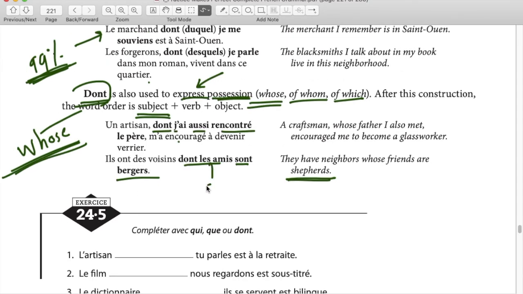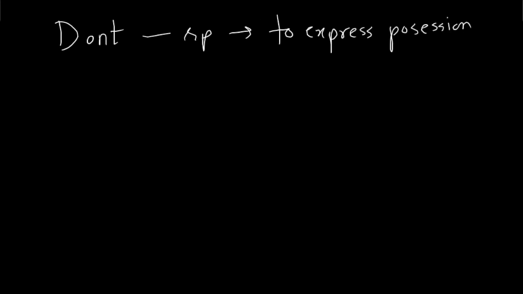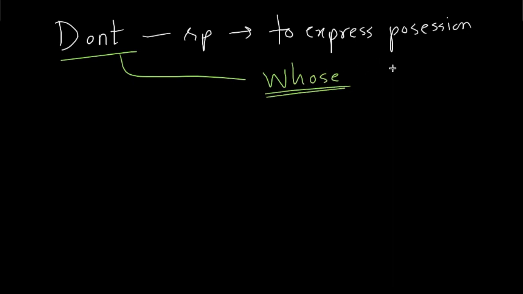Again, subject, verb, object. So we have dont, then subject, verb, object. That's the construction, and here it means whose. So I will categorize this as dont, relative pronoun to express possession. In this scenario, dont translates to whose. The pattern is whose followed by subject, verb, object.